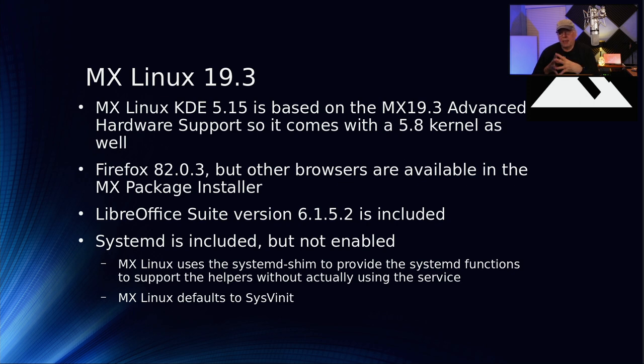MX KDE is a different ISO, and that is 5.15 KDE Plasma. It also is based on MX 19.3 Advanced Hardware Support, so you are going to get a 5.8 kernel with that. All three releases, the base and the advanced hardware support and the KDE, all come with Firefox 82.0.3 at the time that I'm doing this video. However, if you go to the MX Package Installer and you look under browsers, there's a whole list, and we'll go through some of that today so you can see the number of browsers that are available so you can pick out the ones that you like the best. That's what it's all about, right? Choice. LibreOffice Suite version 6.1.5.2 is included. That is a little bit older release, but it is stable and it is good.